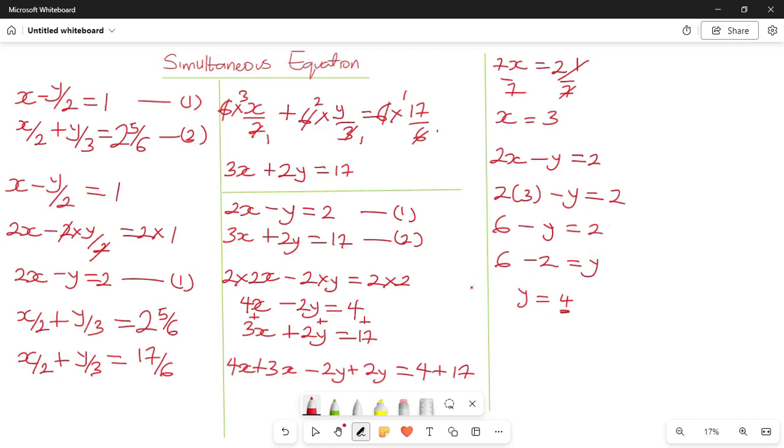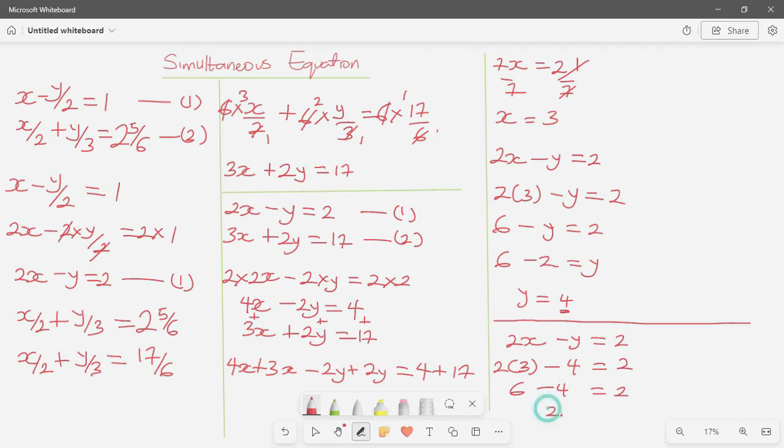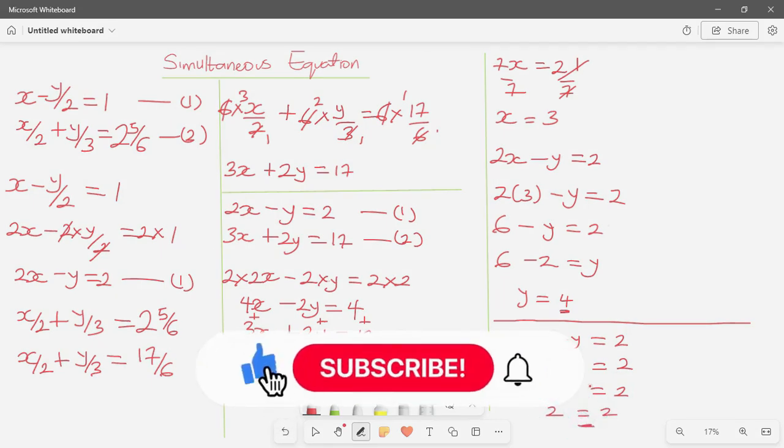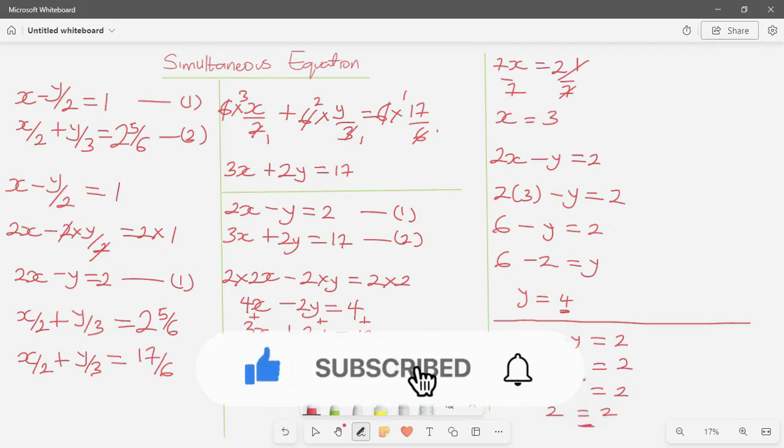So let's cross check. I'm still going to make use of this equation to cross check the value of x and y. At the end of the day, the left hand side should be equal to the right hand side. So we have 2 brackets 3 minus 4. It should give us 2. So we have 6 minus 4 equals 2. So that's 2 equals 2. So that is correct.